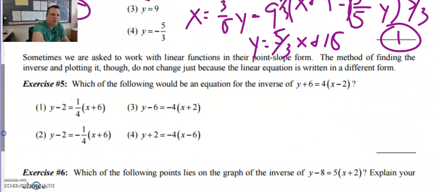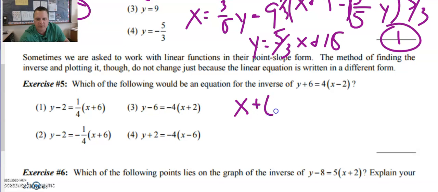Okay? And in exercise 5, what happens here? We have point slope form. So we want to find the inverse, plotting it. Do not change just because it's linear, written in a different form. All right, so same exact process. X plus 6 equals 4y minus 2. Okay, so following the exact same thing, solving for y.